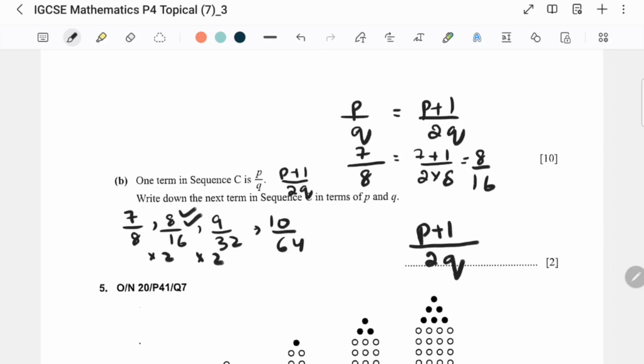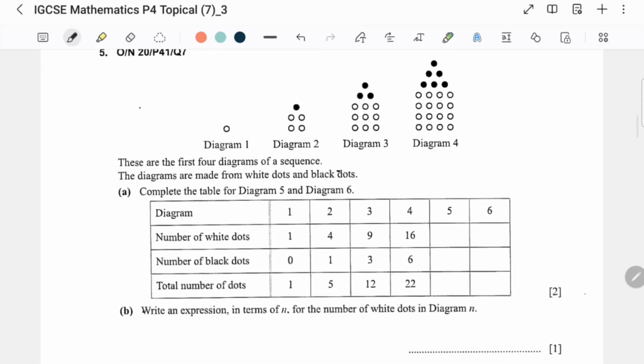Now the next term, if it is 8 upon 16, to get the next term you do 8 plus 1 and 16 times 2, which is 9 upon 32. So I hope you understood. If this is the relation between each and every term, then continuously 1 is added in the numerator and the denominator is getting doubled. Okay, now the next question, you can see this one.